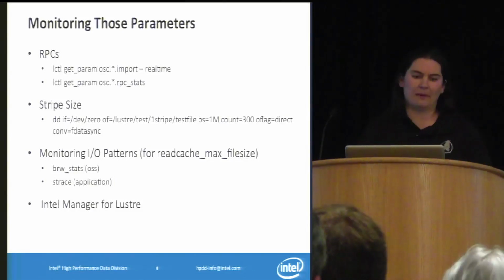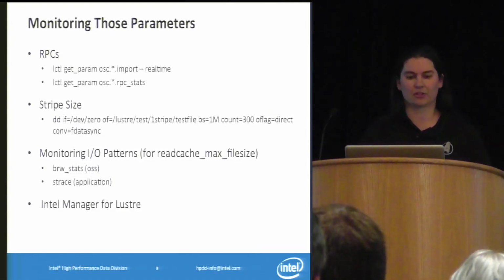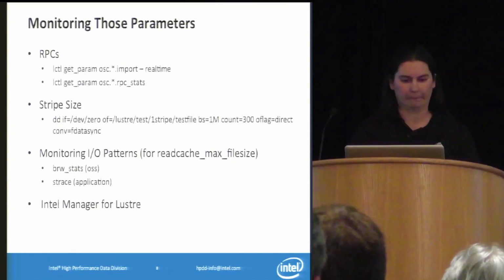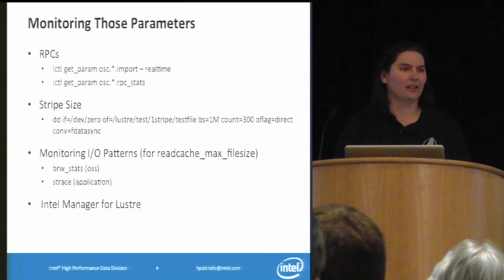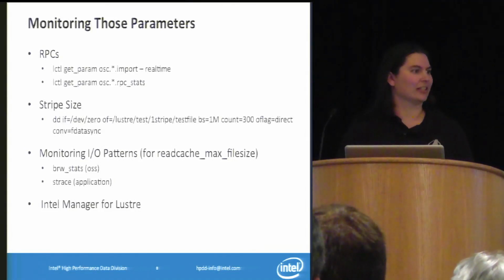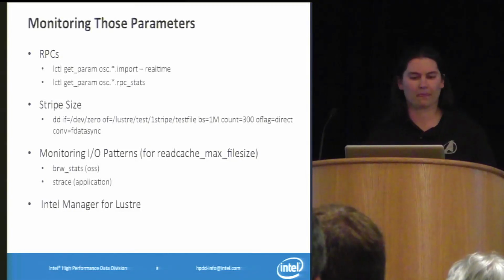For stripe size, about the best way that I found for monitoring stripe size and how it affects something is to really just run a straight up DD. It's not always the prettiest and most effective way for parallel files, but it certainly gives you a good understanding of the difference between 1 stripe and 4 stripes and however many OSTs you have.